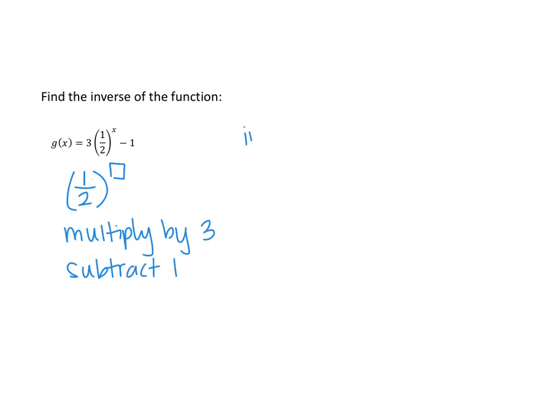So we want to write what needs to be done for the inverse function. So we want to undo these operations. The inverse function is the function that undoes all these operations, does the inverse of all these operations. So the inverse of subtracting 1 is add 1. And I'm going to go ahead and start writing the equation.